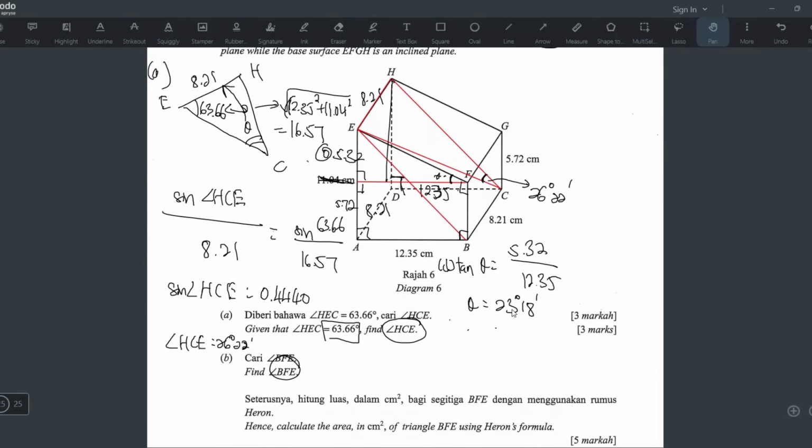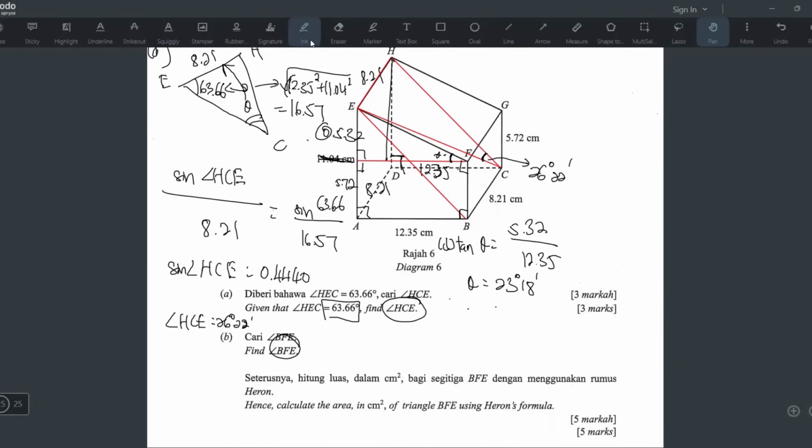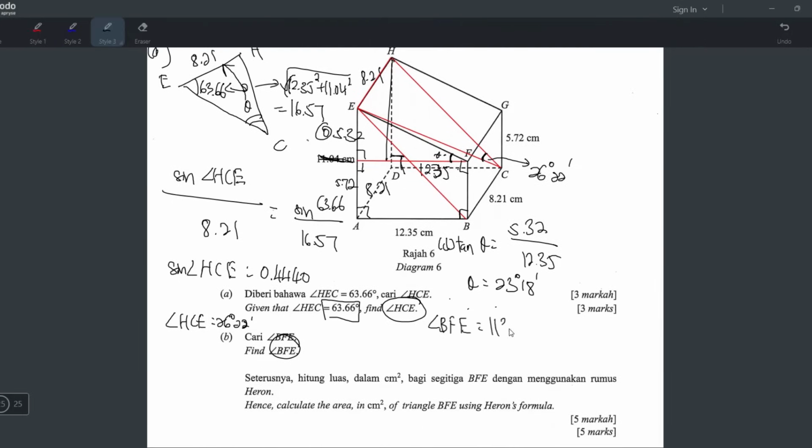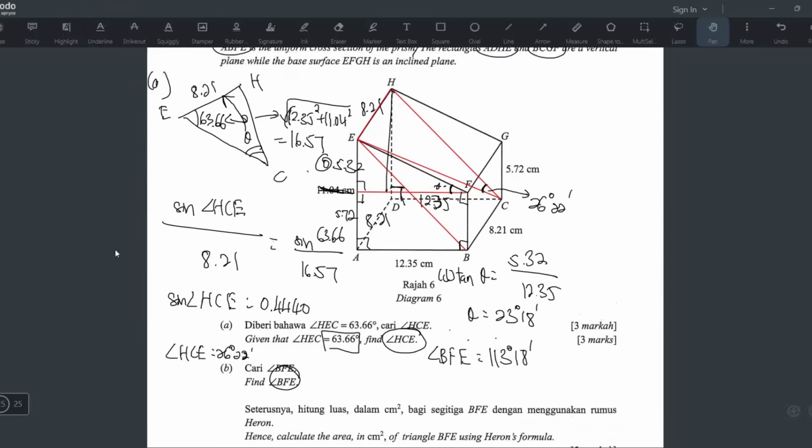After you're done with this, now we can add 90 because I want to find angle BFE. So my angle BFE is this one plus 90, which is 113 degrees 18 minutes. That is the answer, and now we can continue. Oh, it's not over yet. They say hence calculate the area of triangle BFE using Heron's formula.